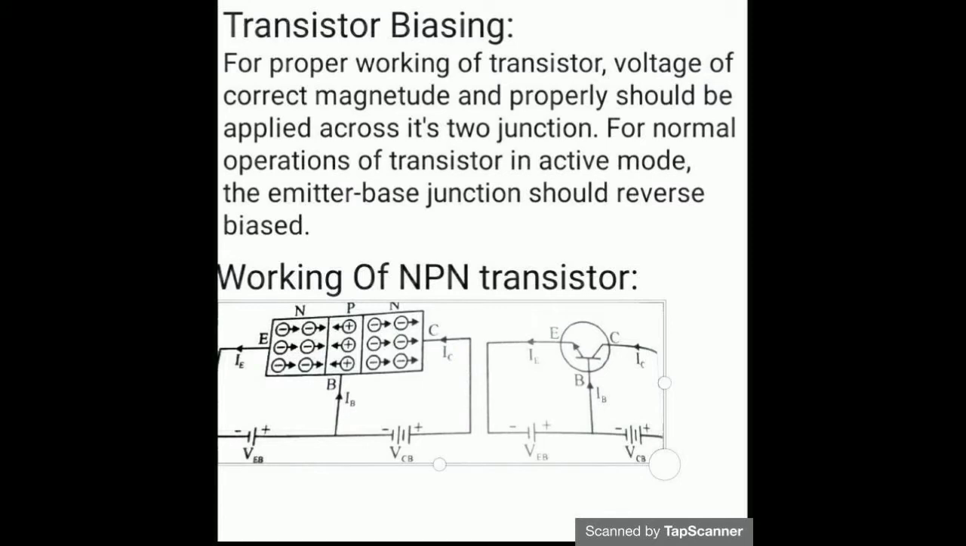Next, transistor biasing. For proper working of a transistor, voltage of correct magnitude and polarity should be applied across its two junctions for normal operation of the transistor in active mode. The emitter-base junction should be forward biased and the collector-base junction reverse biased. Working of NPN transistor.